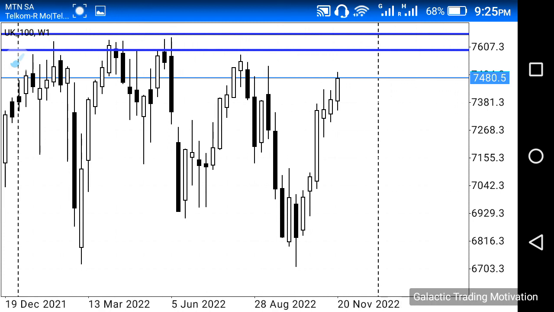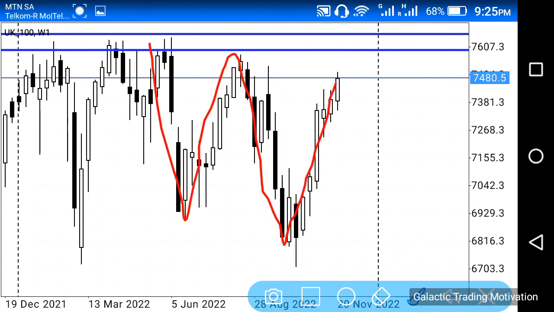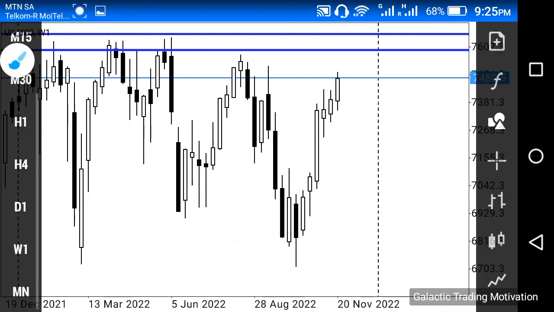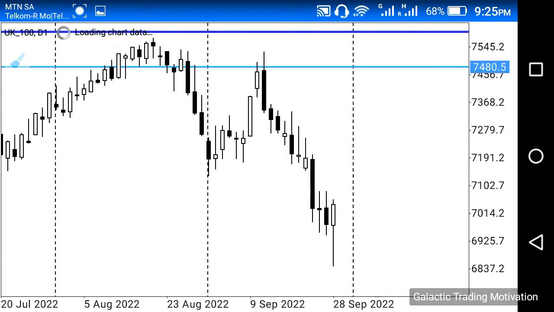At this point I don't see much, although let me just point out that we have what seems to be a W formation here, which also has a neckline at this point, right? So at this point I wouldn't really take this W structure too seriously, and that is because the market is at this point and it hasn't closed above that neckline, right? Anyway, from here I'm just gonna head down to the daily chart.